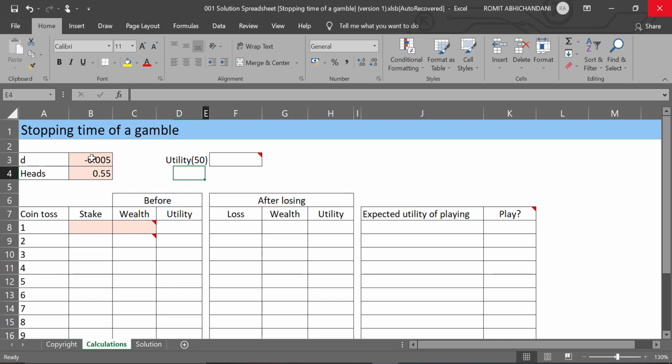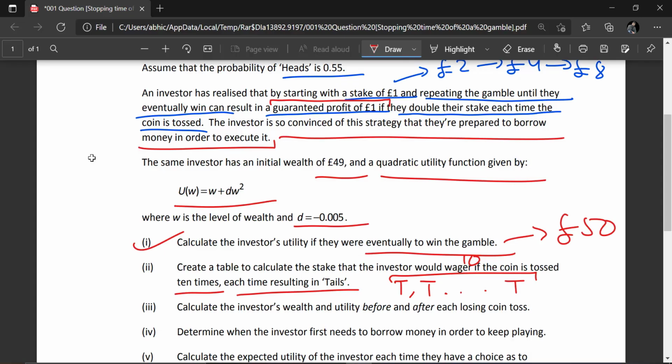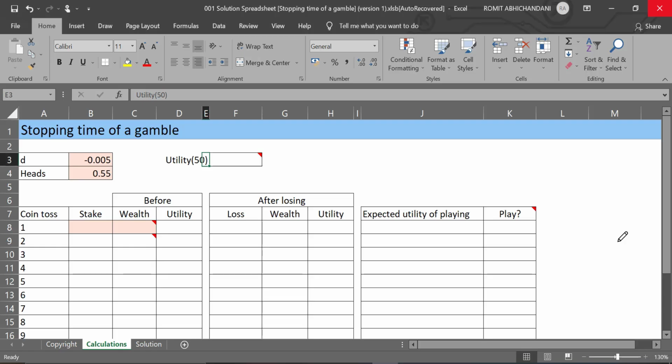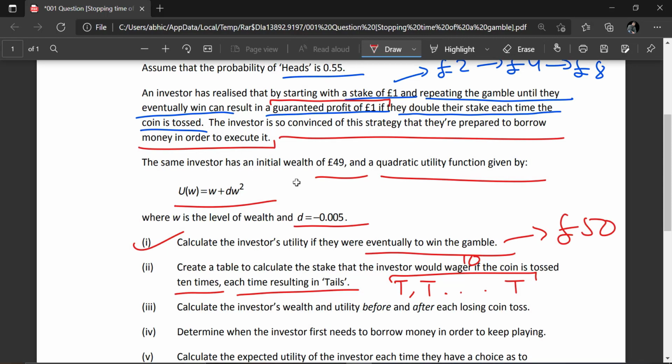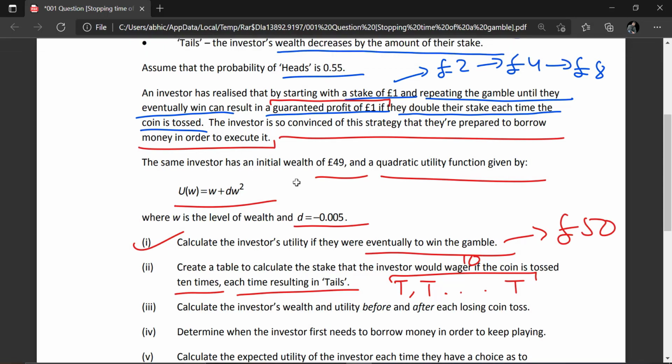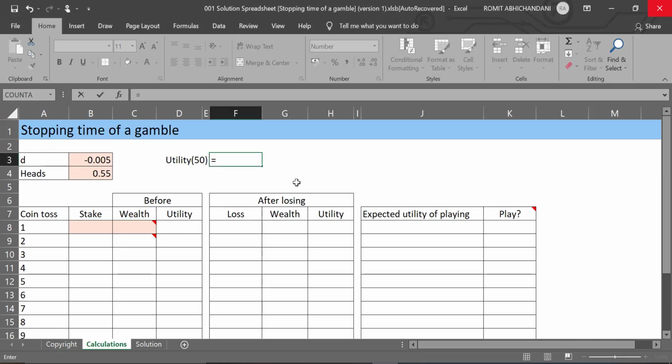Okay. Now utility, the first part asks for utility if the investor eventually wins the game. So when the investor eventually wins the game, they get a guaranteed profit of £1. Their utility is 50. So how do you calculate this utility? It's simple. You just take this equation and you just substitute W as 50. So it will just be equal to 50.